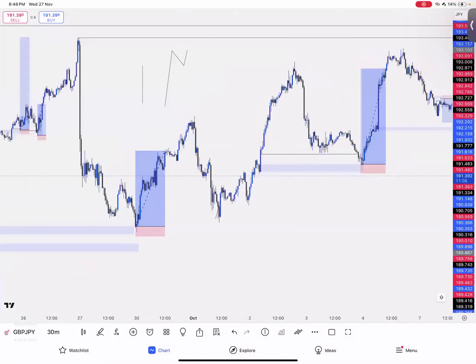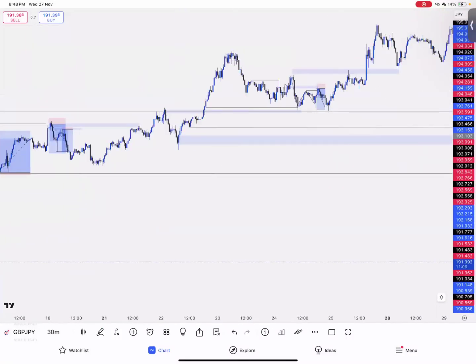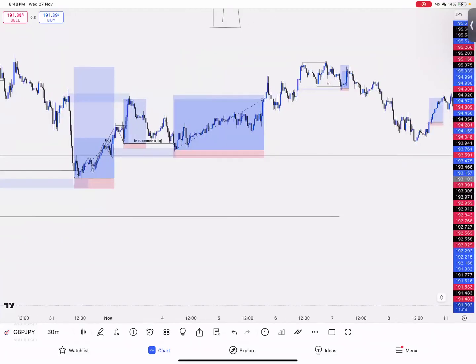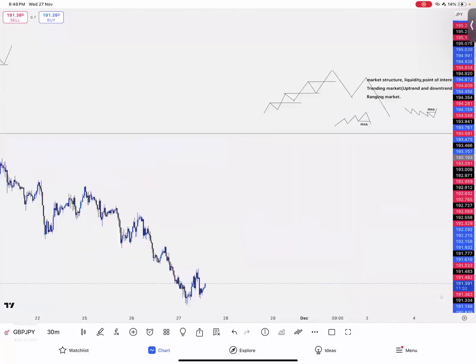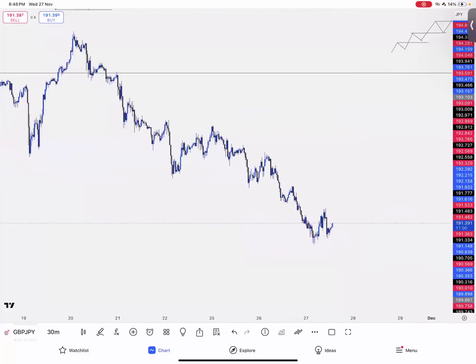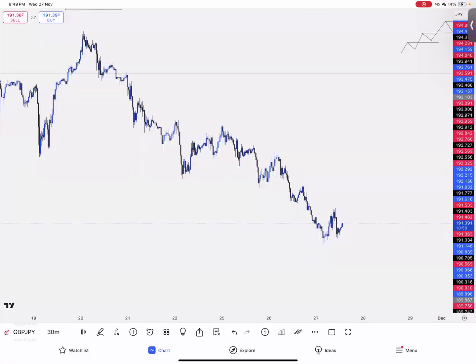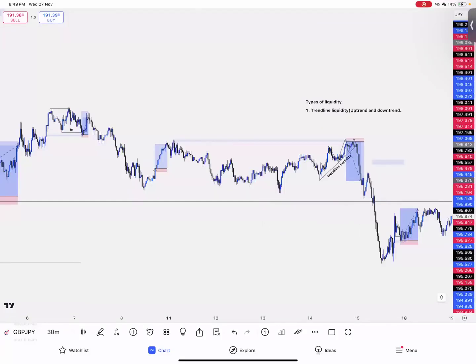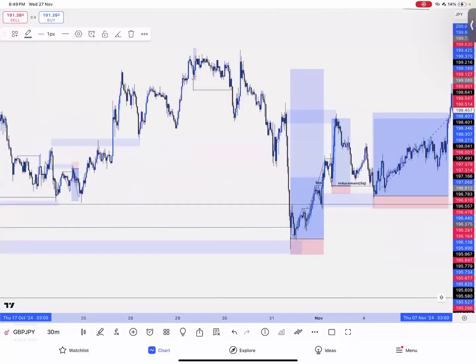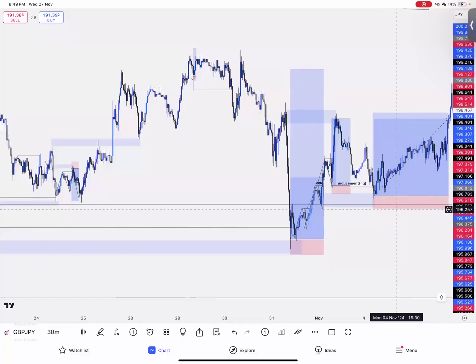In break of structure, you'll be taking trades in line with its current trend. In market structure shifts, you'll be taking trades in the opposite direction. So break of structure is for trend continuations. This particular trade here, I took the trend continuations.